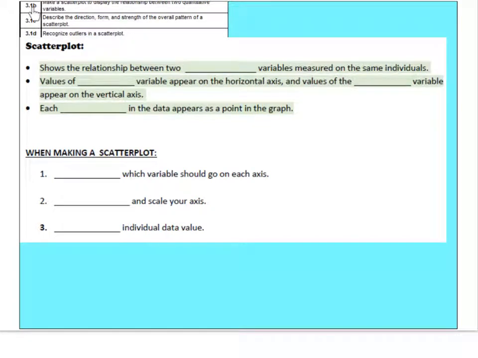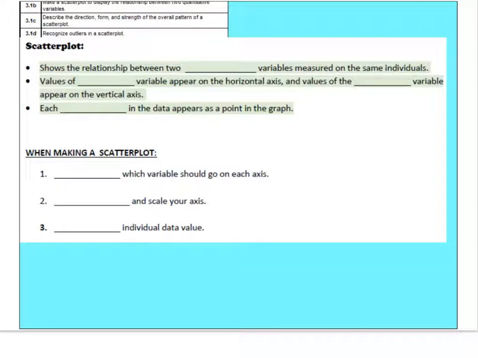In 3.1b, c, and d, we're going to learn how to make a scatter plot to display the relationship between two quantitative variables. We're going to describe the direction, form, and strength of that overall pattern of the scatter plot, and then we're going to recognize any outliers in that scatter plot. So let's first start by defining what is a scatter plot.